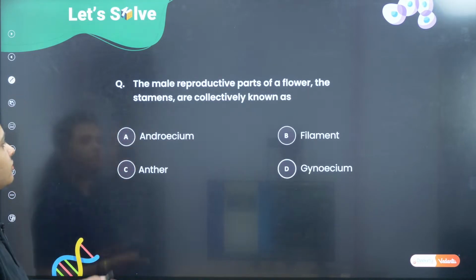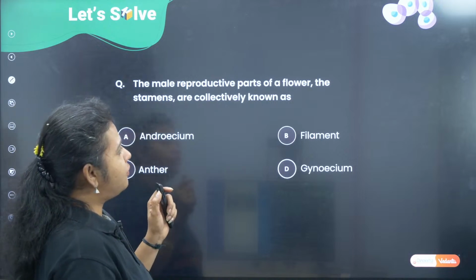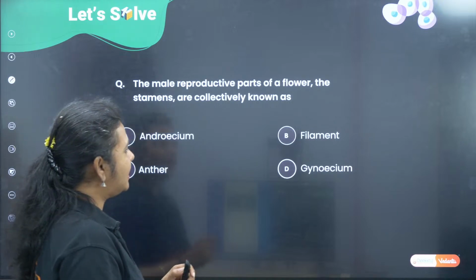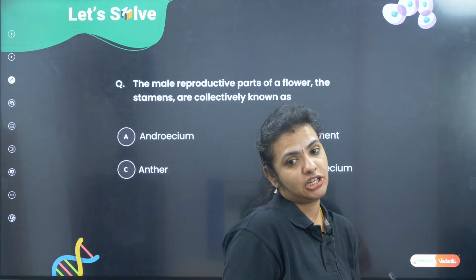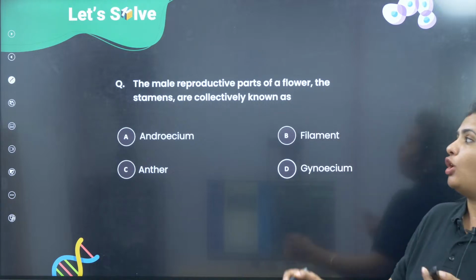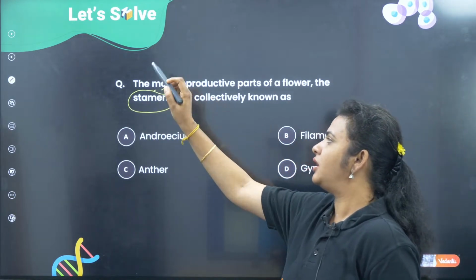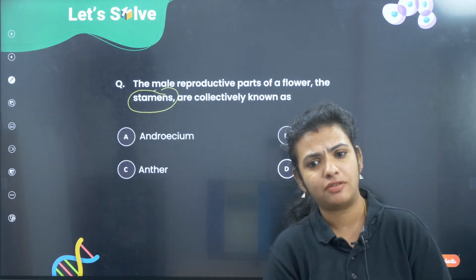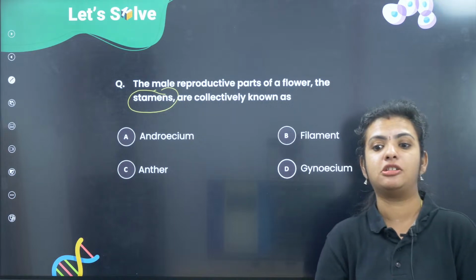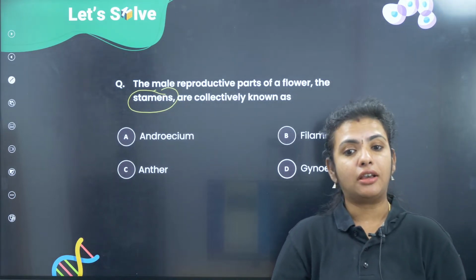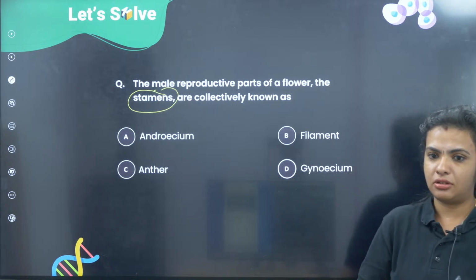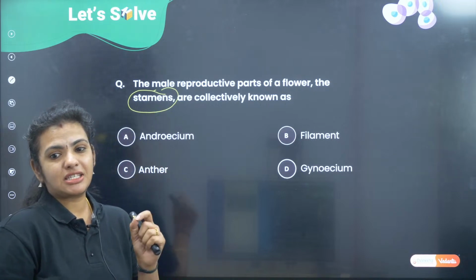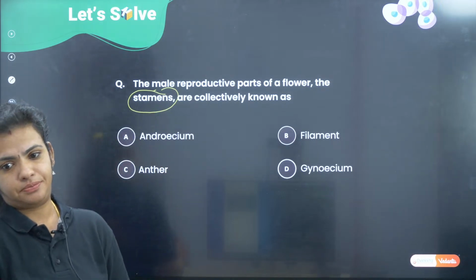The male reproductive parts of a flower, the stamens, are collectively known as: androecium, filament, or gynoecium? Very simple question this is. They have already given you the part which is the stamen. So what do we call this collectively? Groups of stamen. If I am going to have stamens together, what do I call them? You can give your answers. So what are the stamens collectively known as?